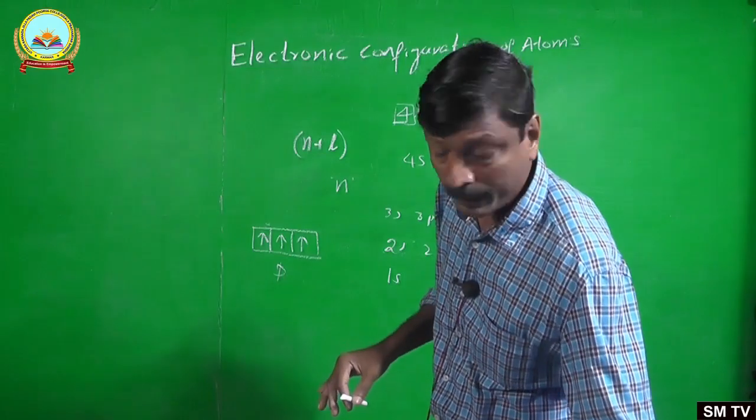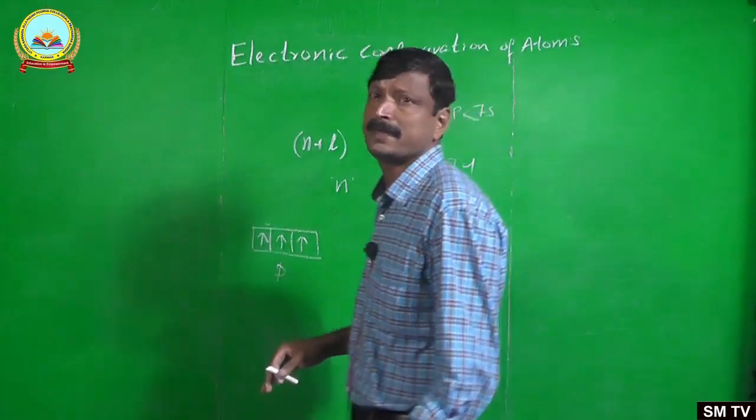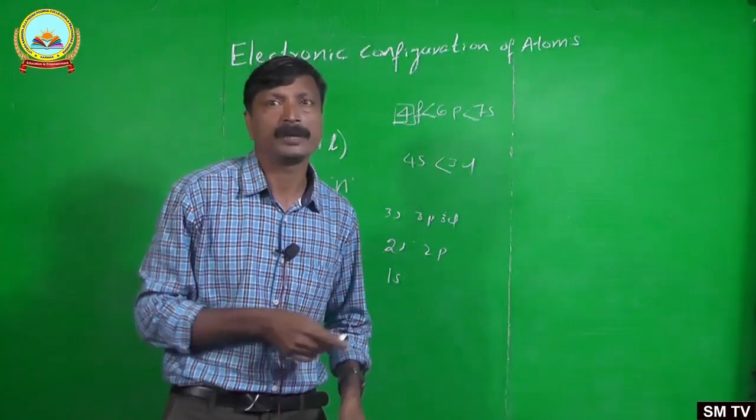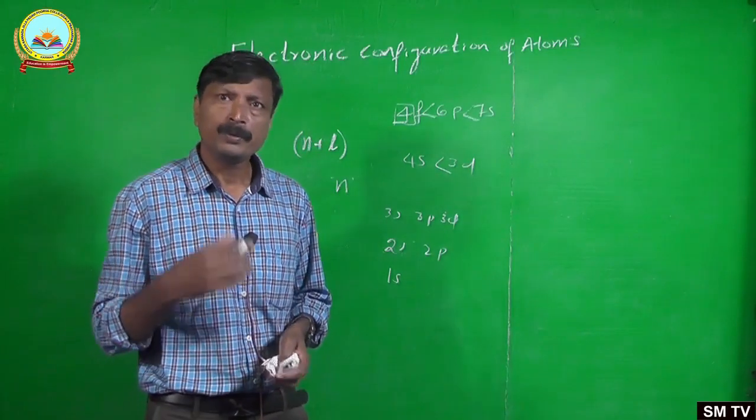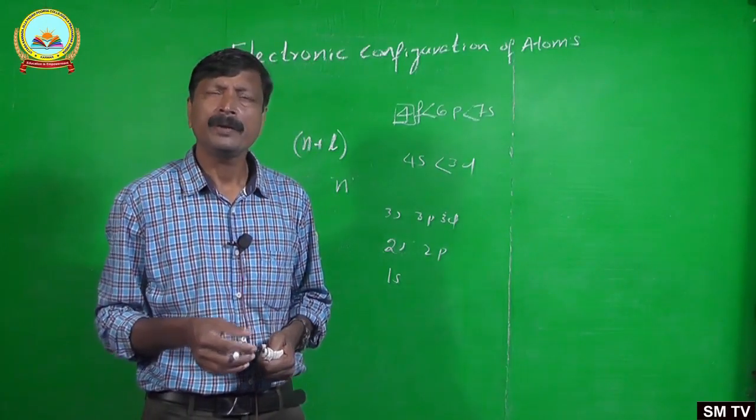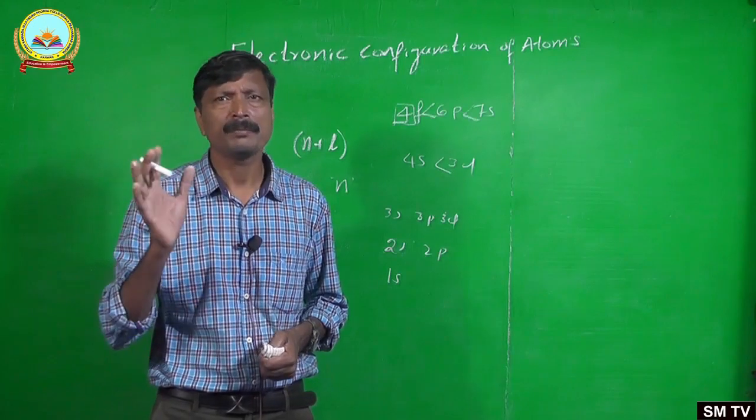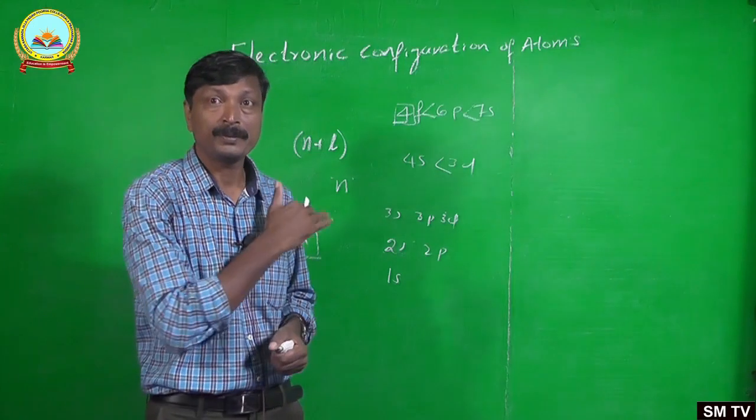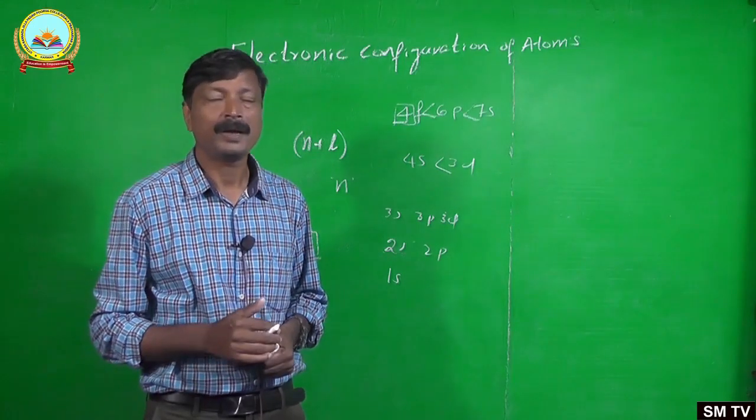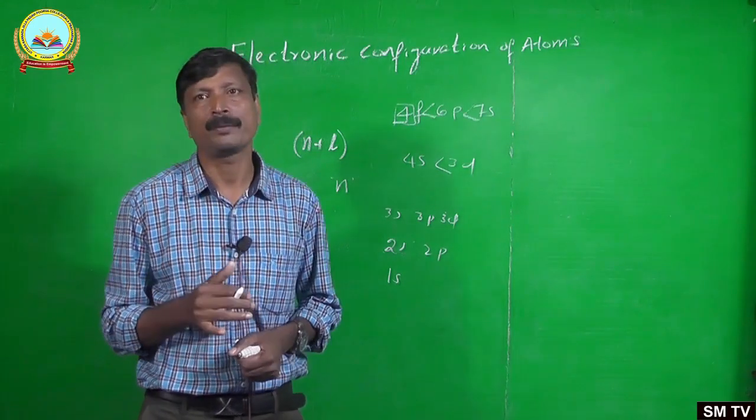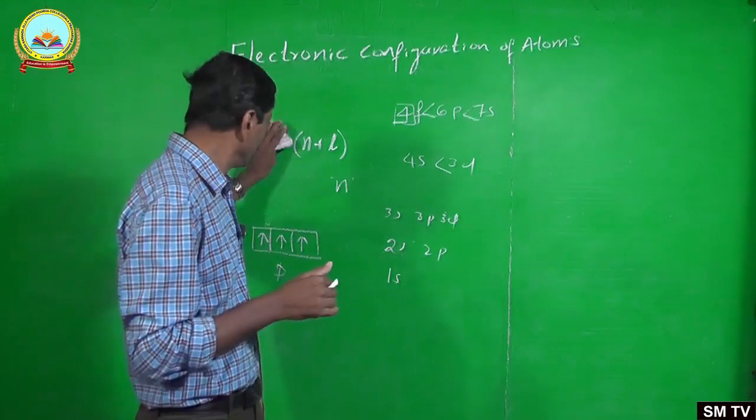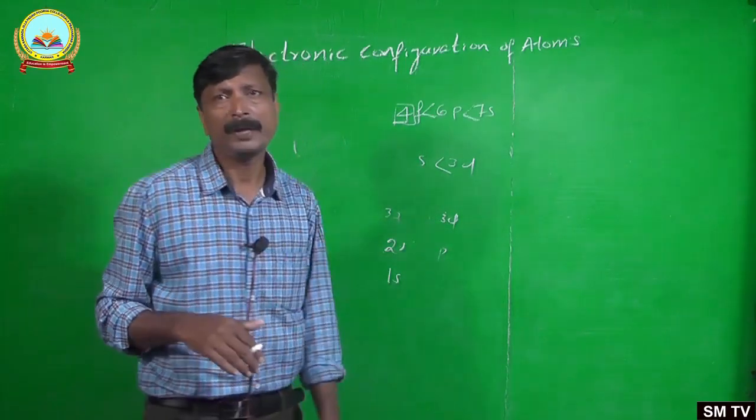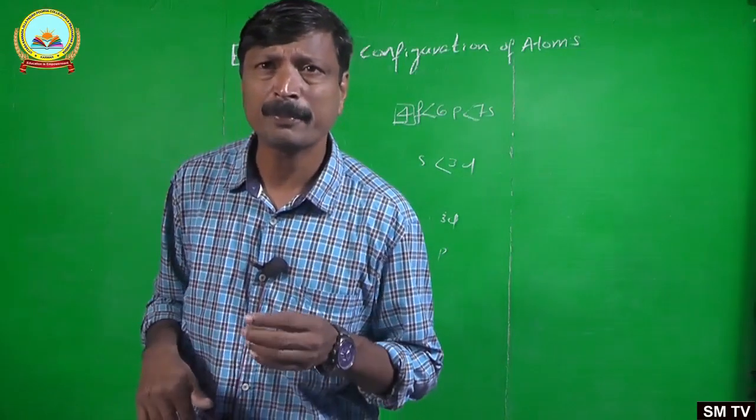To write the electronic configuration, we should know some basic knowledge, the rules we have studied. If you know the atomic number of the element, you can write the electronic configuration of any element easily. You have to know these rules and the atomic number of the element. The electronic configuration is very important. This decides the properties of the element.